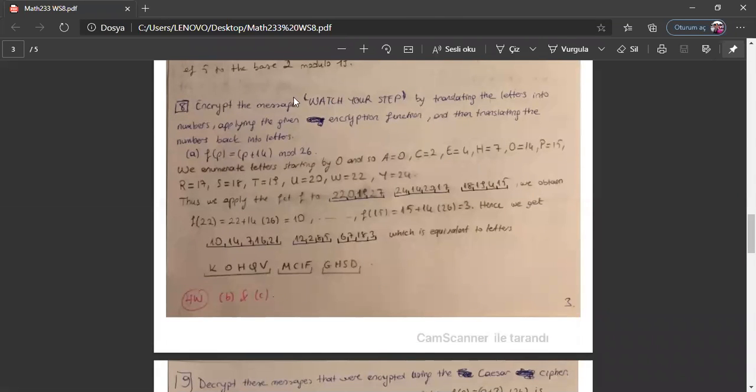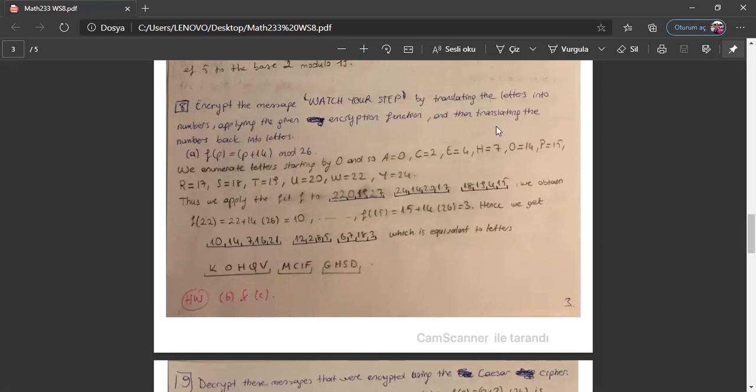Now we will encrypt this message, watch your step, by translating the letters into numbers, as I noted here in the message. For example, for A we will have 0. For W, we will have 22. So you just have the alphabet, you start with A till the end to Z, and you enumerate them. And we will apply the given encryption function, as in here.